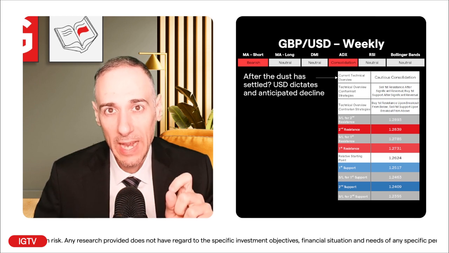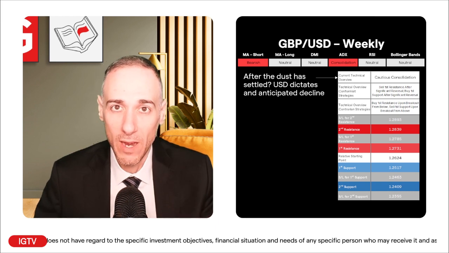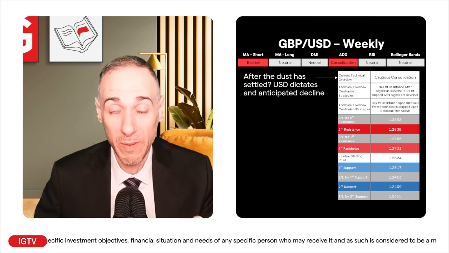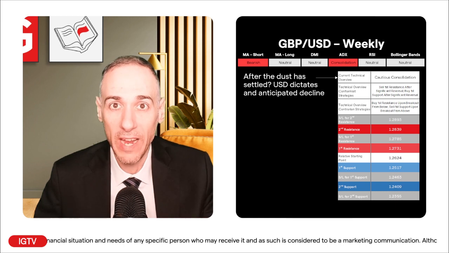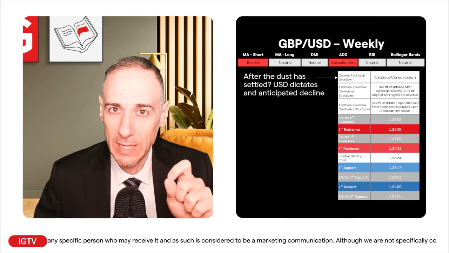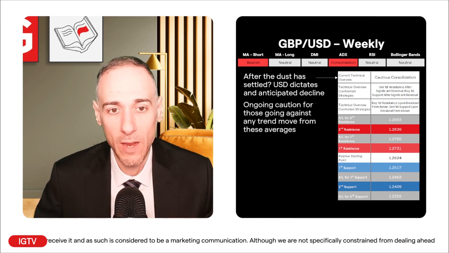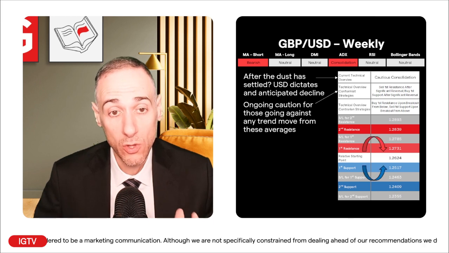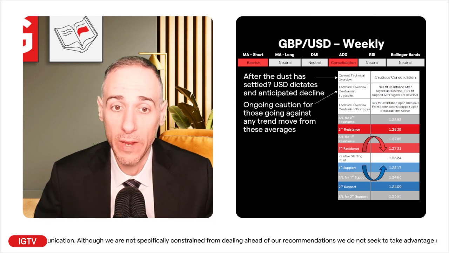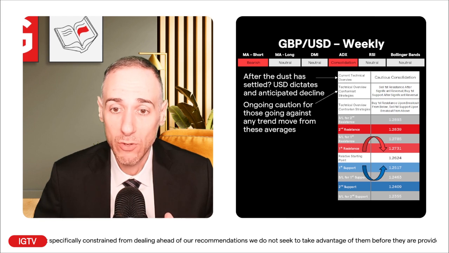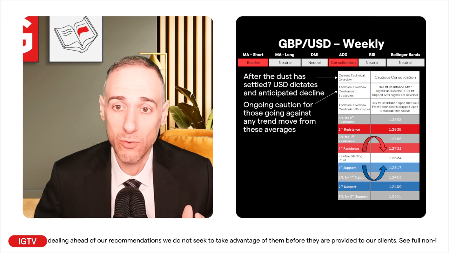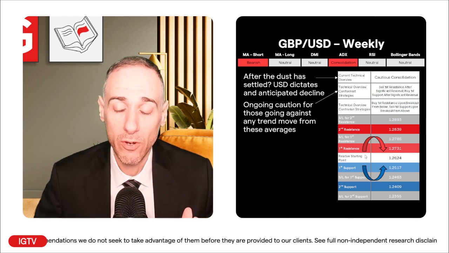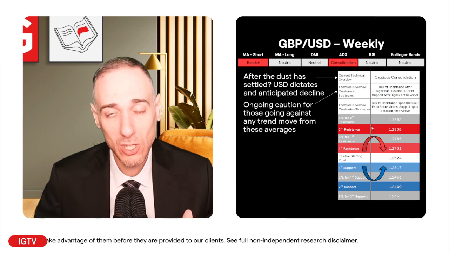But in this case, you can't actually borrow from the weekly time frame because the weekly is going to be the last one to shift because it's a longer term time frame. If you're waiting for a shift in the overview, you actually want to look at the daily time frame. We'll get to that when we zoom into the daily time frame. But for now, when it comes to the strategies on the weekly time frame, ongoing caution for those going against any trend move from these averages, and that means you're talking about selling the first resistance after a significant reversal. So you're waiting for it to breach significantly.